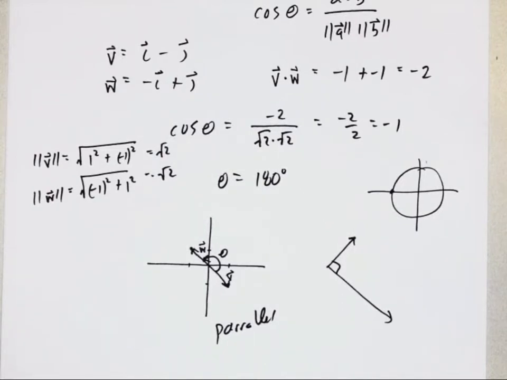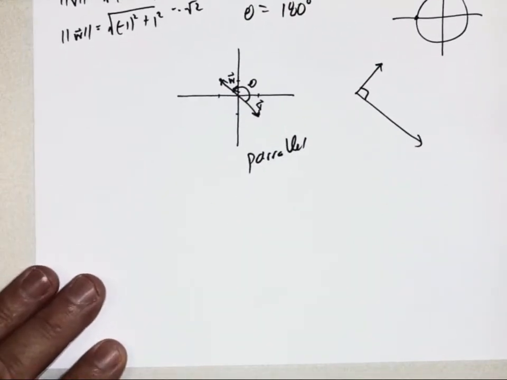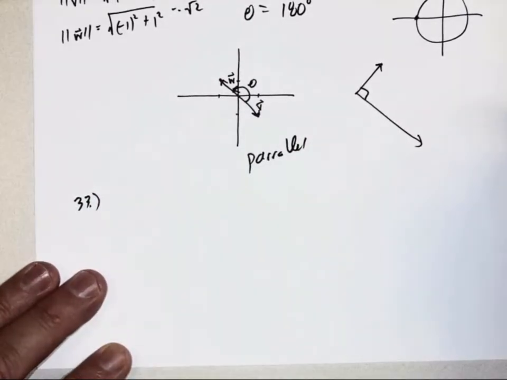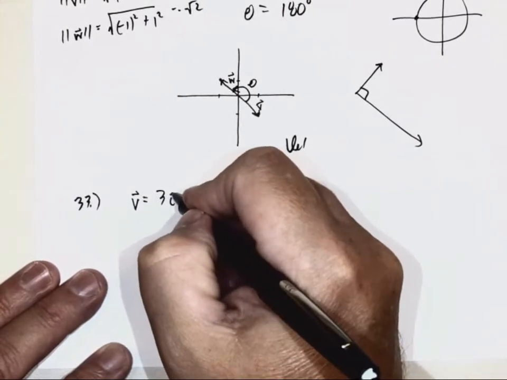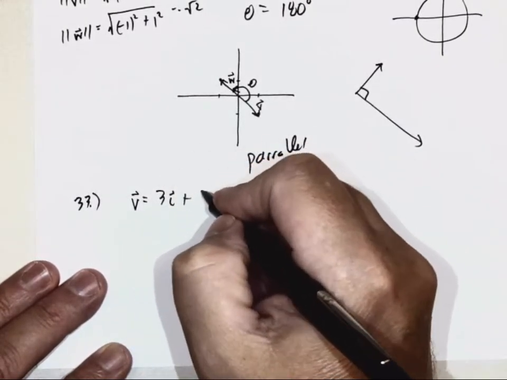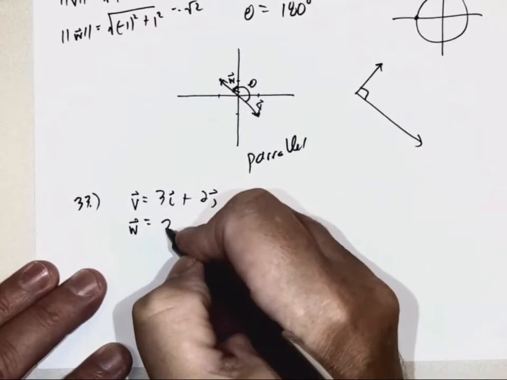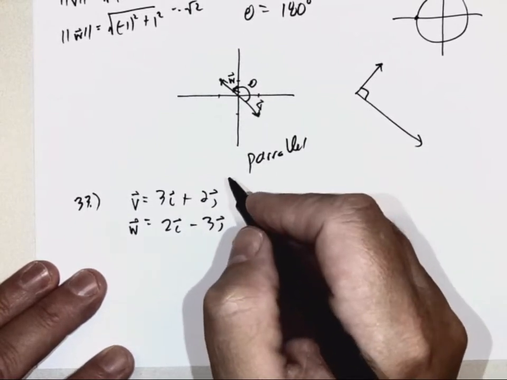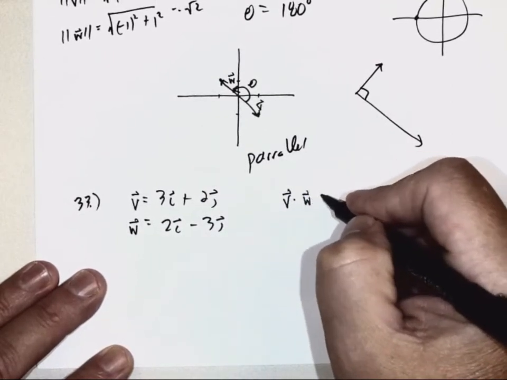I think we do a second problem. Actually, a couple more. So 33. Same thing. They give us two vectors. V is 3i plus 2j. W is 2i minus 3j. And first, they ask for the dot product.